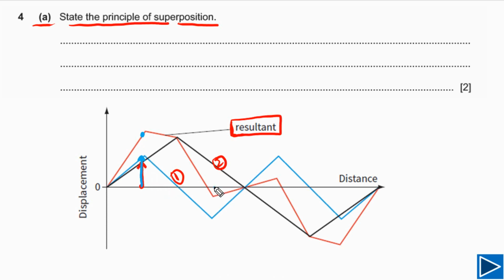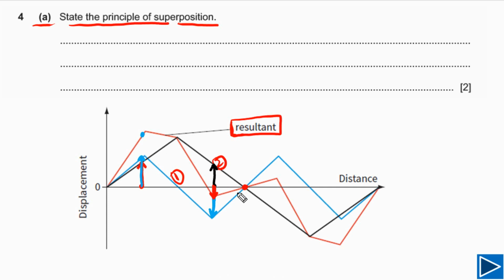Now, let's look at this point. At this point, you can see blue wave has negative displacement. But the black wave has positive displacement. If we add these two together, one is positive, one is negative, we can find the resultant displacement of resultant wave. Now, if we look at this point, wave 1 and wave 2 have zero displacement. So the resultant displacement of resultant wave is also zero. This is what you need to understand about principle of superposition.